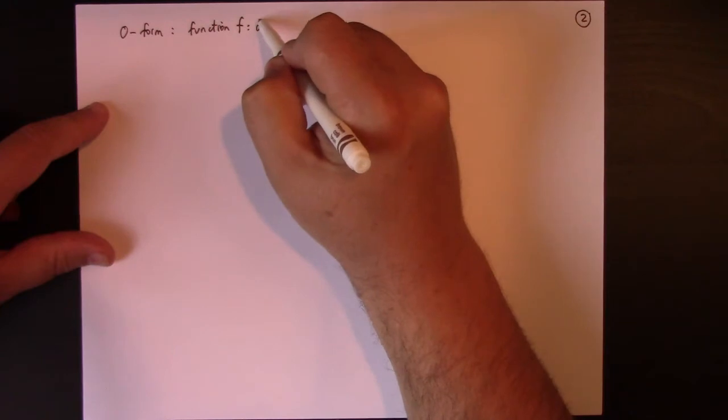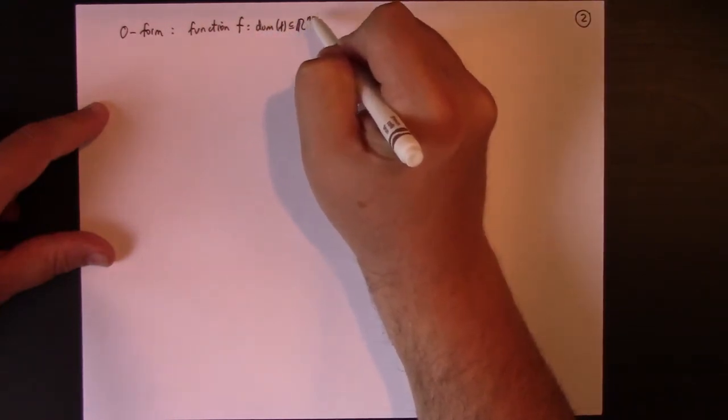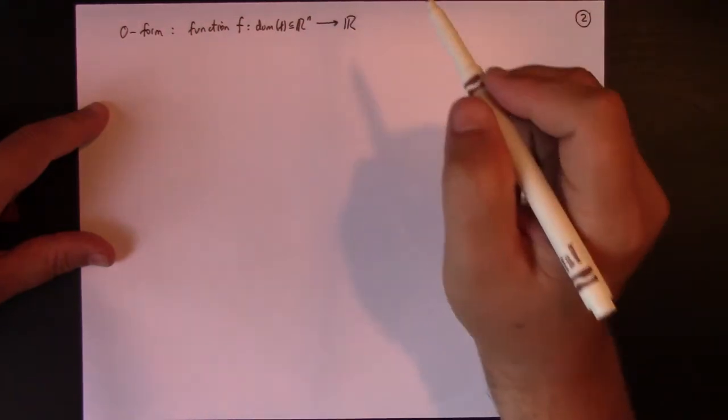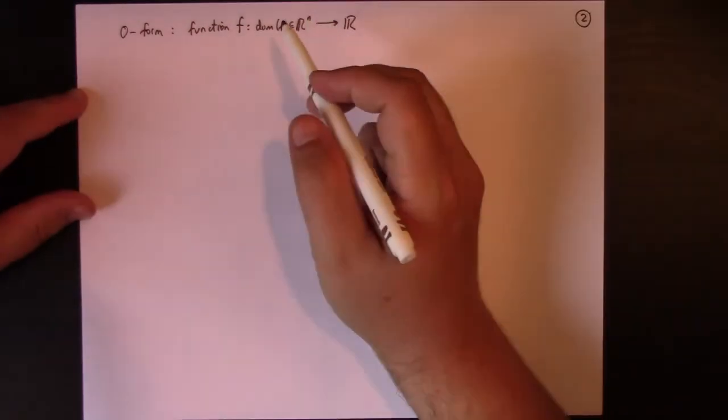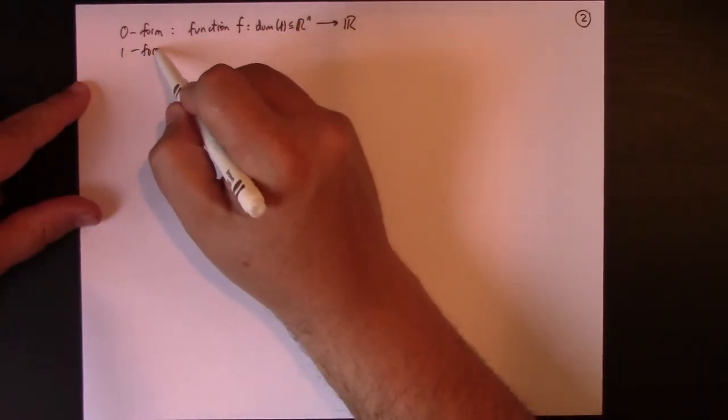f, it goes from some subset perhaps of Rn to R. I mean, you could replace the domain with just Rn without much loss of generality here because of bump functions and junk. That's for another day. One forms, what do those look like?